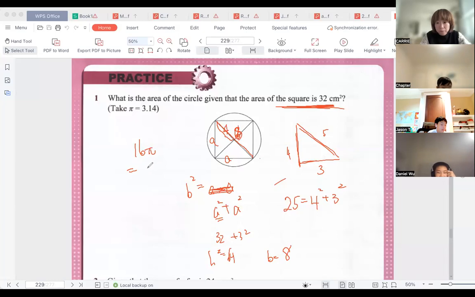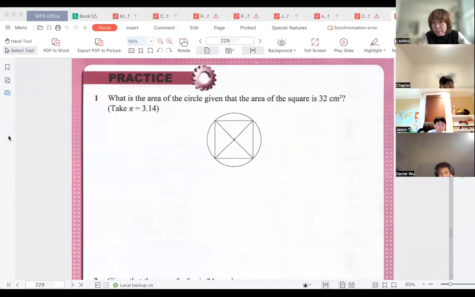50.24. 16乘以3.14，你不会做啊，Daniel？现在我们大家所有的人等你，把16乘以3.14。老师，我刚说了呀，50.24 呀。Okay, 50.24. Sorry, I didn't hear you. Okay, everybody，会做了吧？Okay, Chapter understand?